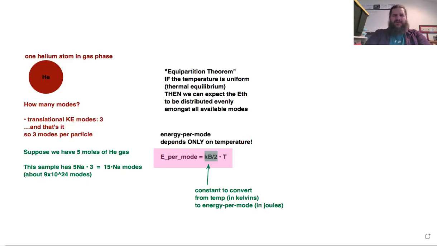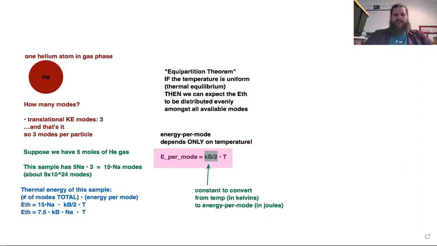15 over 2 would be 7.5 times Boltzmann's constant times Avogadro's number times the temperature. So if we know the temperature, we can fill in 6 times 10 to the 23rd for Avogadro's number, and Boltzmann's constant I think is 1.3 times 10 to the negative 23rd joules per Kelvin, something like that. Multiply those together and that'll give us the total thermal energy. Any questions on that so far?